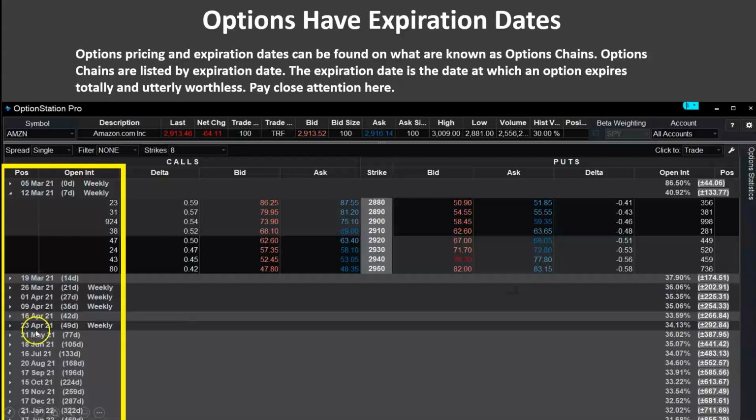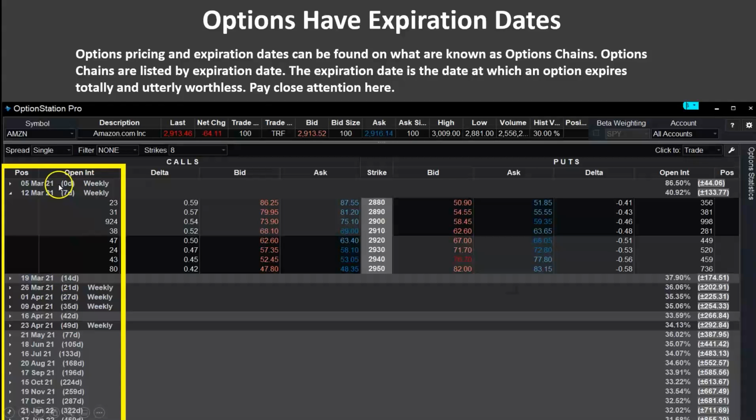If I were to come down here and look at the April 23rd, 2021 options, then I could buy those options and I can benefit from them going up in value, or I could lose money, or I could do a number of things. But on April 23rd, 2021, no matter what those options do, they will expire worthless. So they have a shelf life.